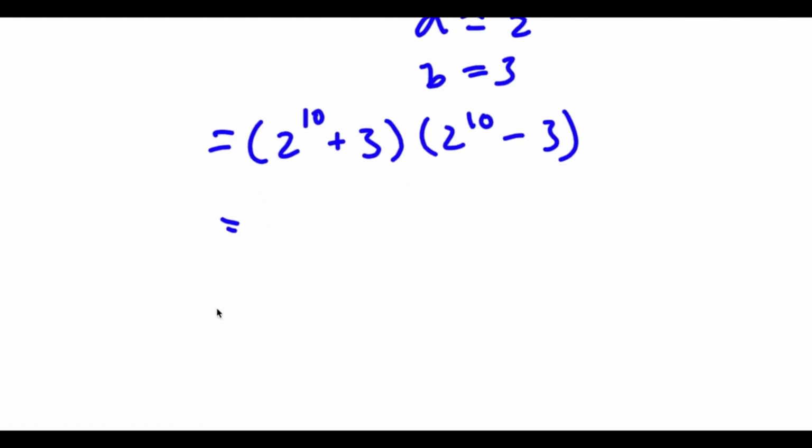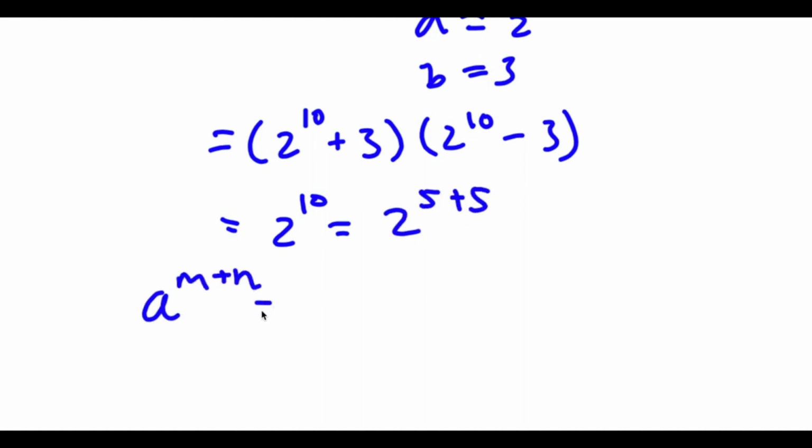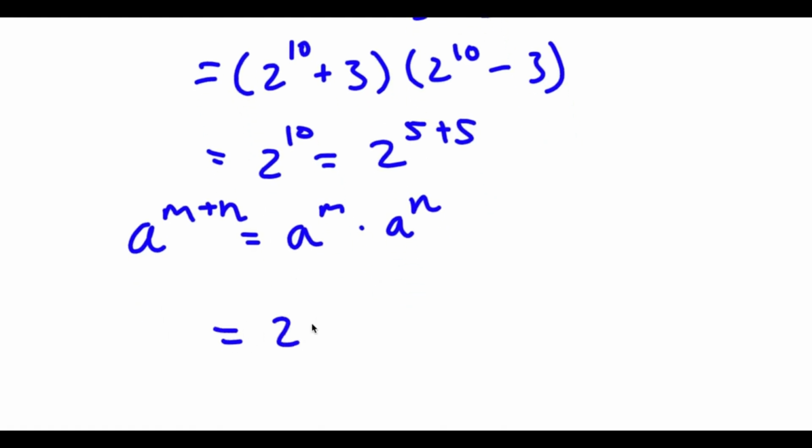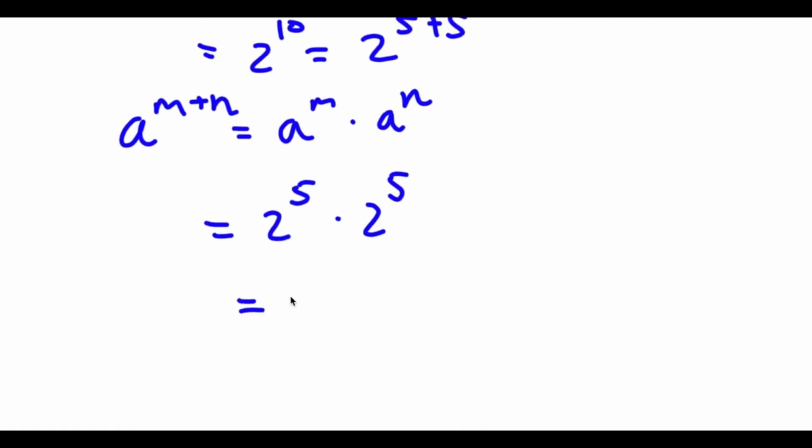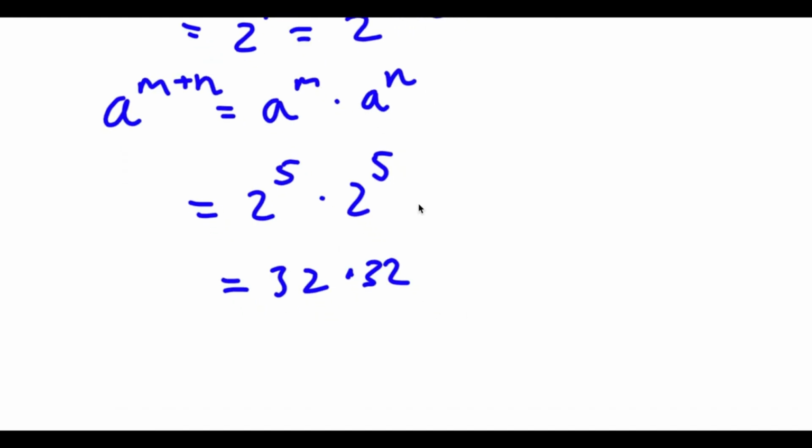Now 2 to the power of 10, let's first go ahead and solve this. This is the same thing as 2 to the power of 5 plus 5. And if I have something in the form a to the power of m plus n, this is equal to a to the power of m times a to the power of n. So 2 to the power of 5 plus 5, that's going to equal 2 to the power of 5 times 2 to the power of 5. Now 2 to the power of 5 is equal to 32, so I have 32 times 32.